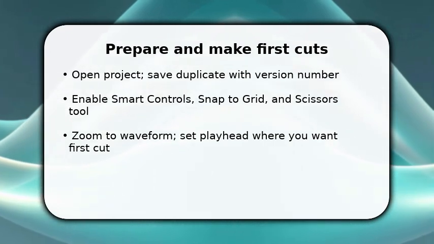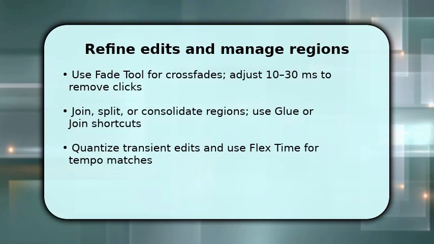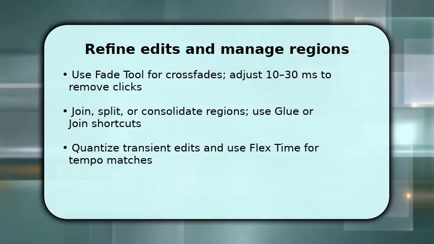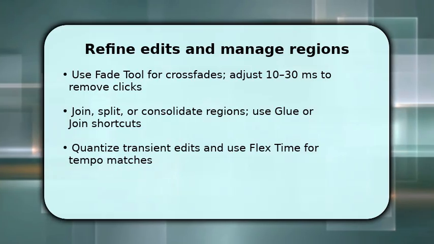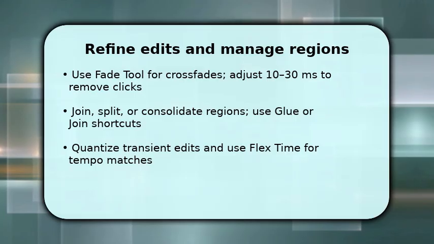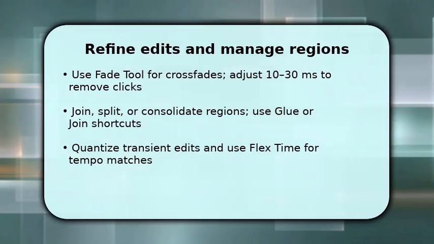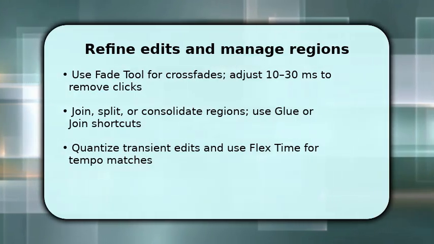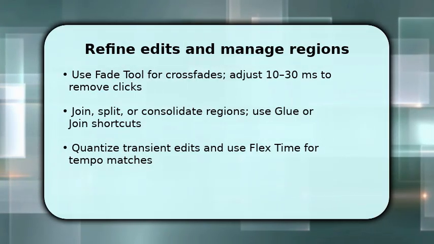Apply short fades to remove clicks and use crossfades for smooth joins. Subtle 10 to 30 millisecond fades often work best. Use the glue or join commands to consolidate multiple regions when you're happy with timing, and apply flex time on complex performances to correct small drift without chopping feel.